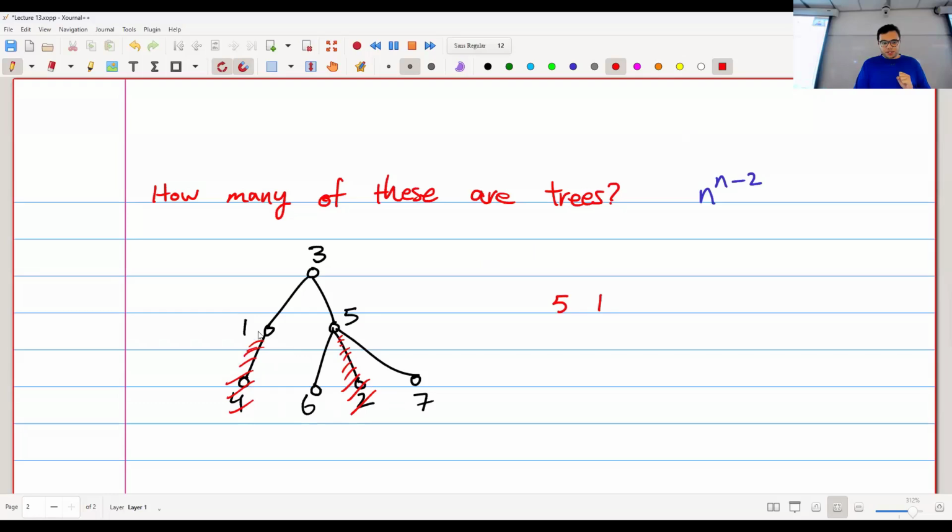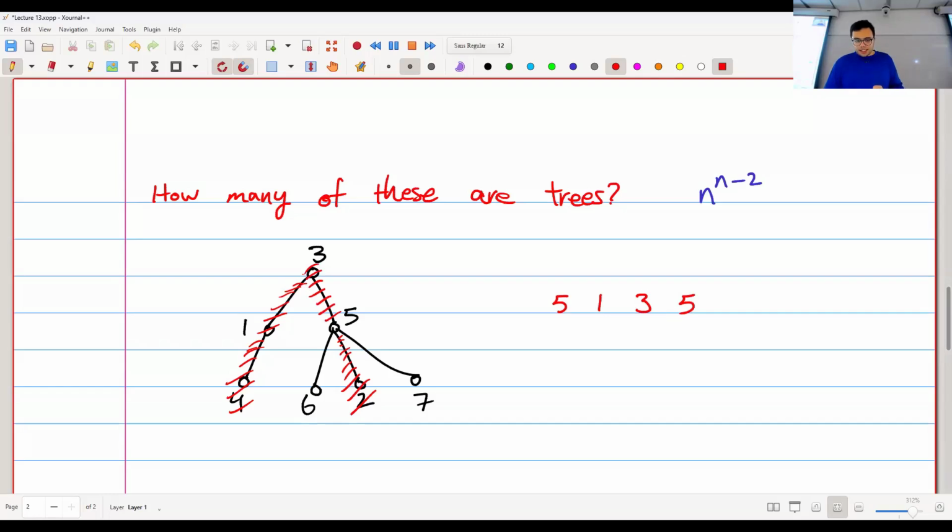The leaf with the smallest number is 1. Its neighbor is 3. So I'm going to write 3 and I'm going to remove this leaf. Now my leaves are 3, 6, and 7. It looks a bit weird, but 3 now has degree 1, so 3 is a leaf. So I have 3, 6, and 7. The smallest leaf is 3. Its neighbor is 5. So I write 5, and I remove 3.